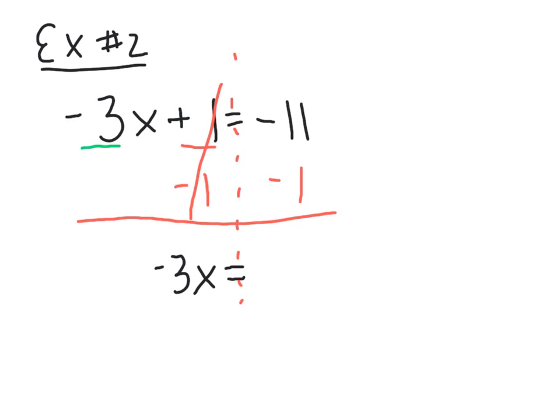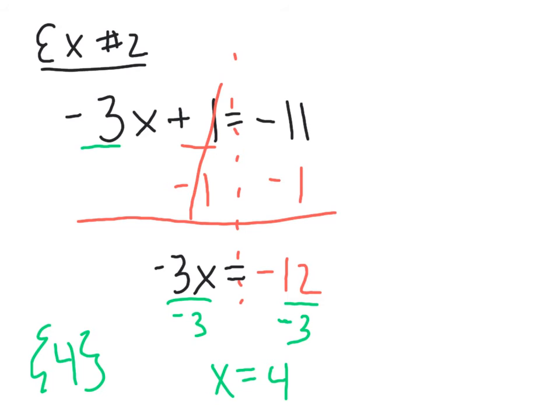On the right side, we have negative 11 minus 1. You could think of it also as negative 11 plus negative 1. This is negative 12. From here, we have one step to solve. We have a negative 3 attached to the x, so we divide each side by negative 3. We have x equals a negative divided by a negative is really a positive 4. We put that in solution set.